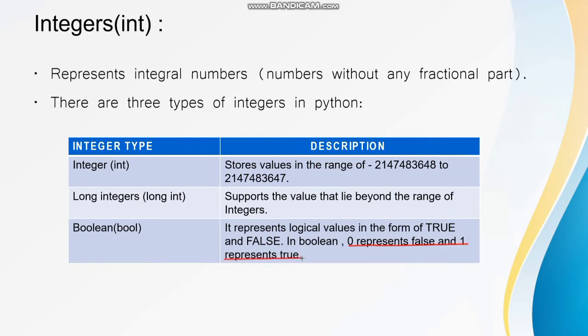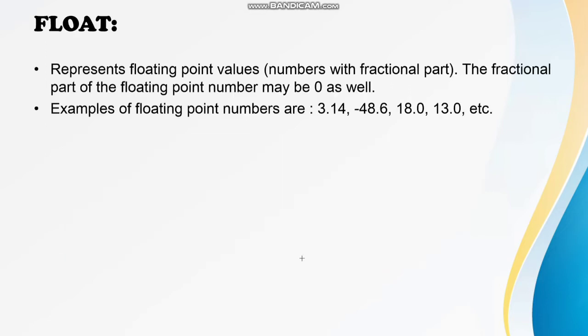So let's get into another data type. Float. Float represents floating point values, numbers with a fractional part. The fractional part of the floating point number may be 0 as well. And this is an important point, and let me explain it to you. The fractional part of the floating point number may be 0 as well. So let us understand this point with the help of examples.